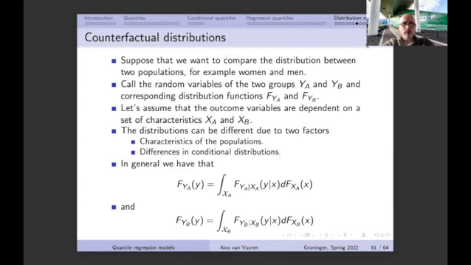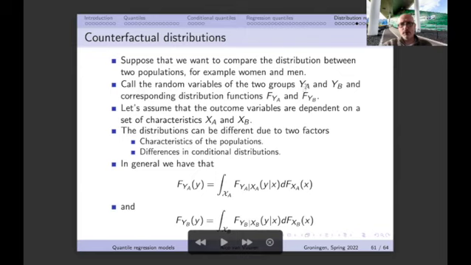More generally, we could look at two random variables, which we denote as Y_A and Y_B, and look at the corresponding distribution functions F_{Y_A} and F_{Y_B}. We could like to make a comparison between these two distribution functions, because the two random variables could be quite different from each other, and we would like to investigate that difference a little bit further.